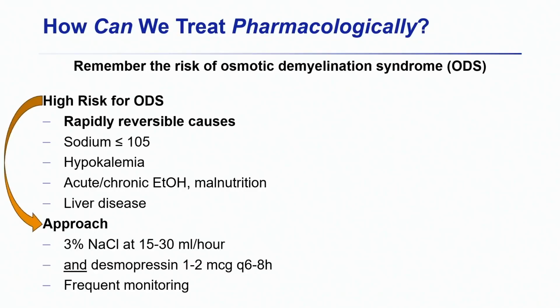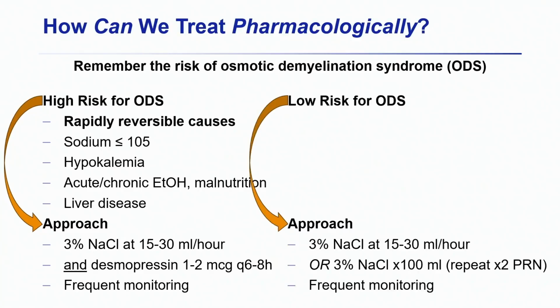The bottom line, though, for these patients at risk for osmotic demyelination syndrome is we're going to give them some hypertonic saline, and we're going to give them a little squirt of desmopressin to help reduce the risk of the serum sodium overcorrecting. For patients who are at low risk for osmotic demyelination syndrome, guess what we're going to do? The exact same thing. We're going to give them some hypertonic saline. 3% sodium chloride, 15 to 30 mLs an hour. Check the labs frequently, see what happens with the sodium.